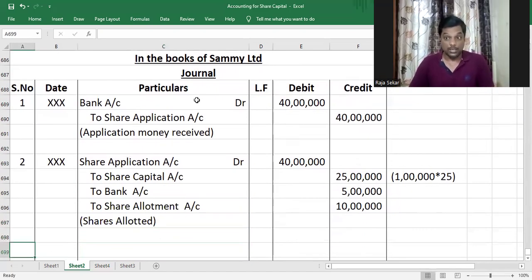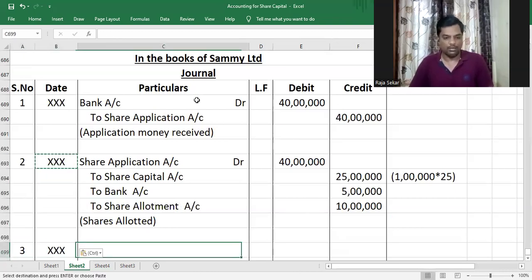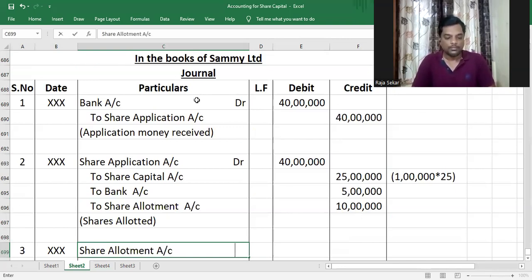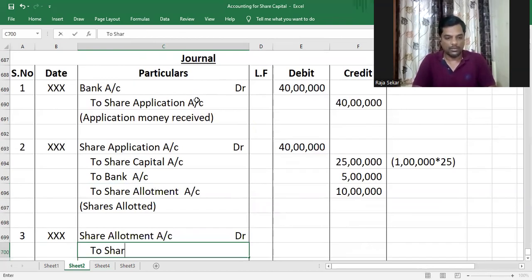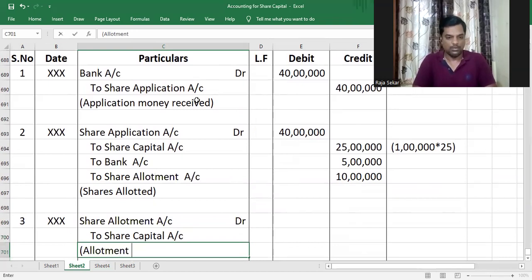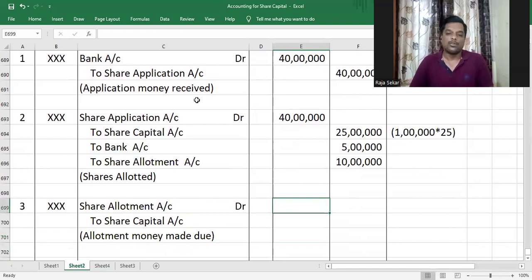All right, my dear children, the third thing to do would be make allotment money due. We'll make it due for the entire amount. So share allotment account debit to share capital account. Allotment money due. And that would be how much, my dear children? 1 lakh multiplied by 30.